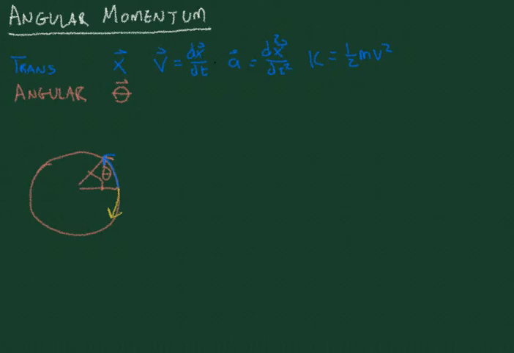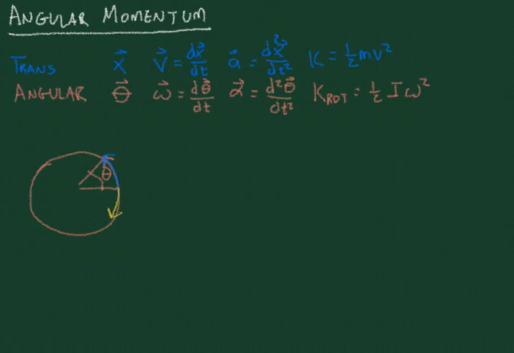So similarly, we have omega, which was the change in the angle with respect to time. We call this the angular velocity. And then we had the angular acceleration alpha, which was the second derivative of the angle with respect to time. So this was telling us if our angular velocity was speeding up or slowing down. And we even had a kinetic energy that was rotational, that was 1/2 I omega squared.